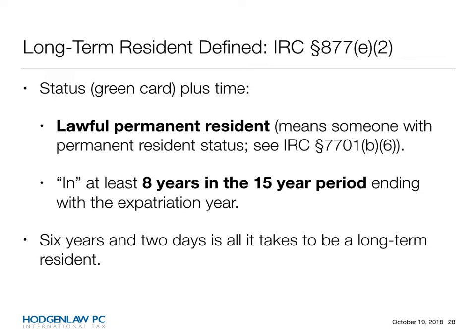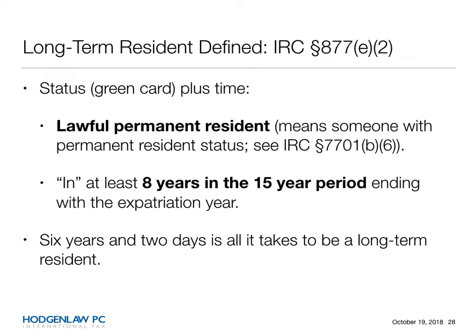What is a long-term resident anyway? A long-term resident is a combination of status. You've got the visa status that we commonly refer to as having a green card, plus you have time. So this is at least 8 years in the previous 15 years.